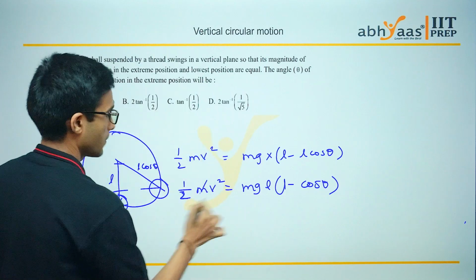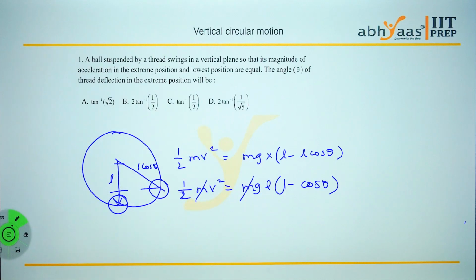Okay, m gets cancelled. What you got? v square. What you need? Angle theta. Angle theta we need to calculate. So half mv square equals mg into L (1 minus cos theta). At the lowest position, what you got? At the lowest position you have v square by 2. At the highest point, what you got?